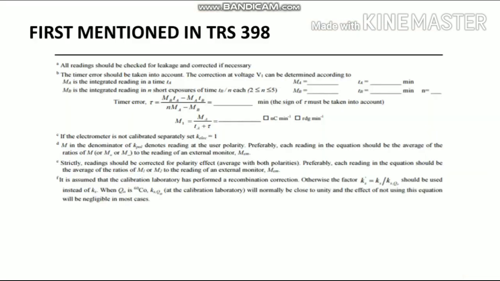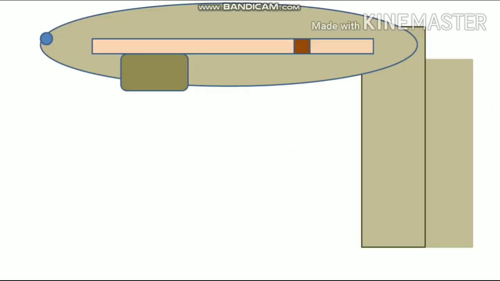The shutter timer error was first mentioned in AAPM TRS 398, and according to the most recent code of practice, IAEA recommended to include the shutter timer error in the treatment time calculation for accurate results. Let's visualize the concept of timer error.